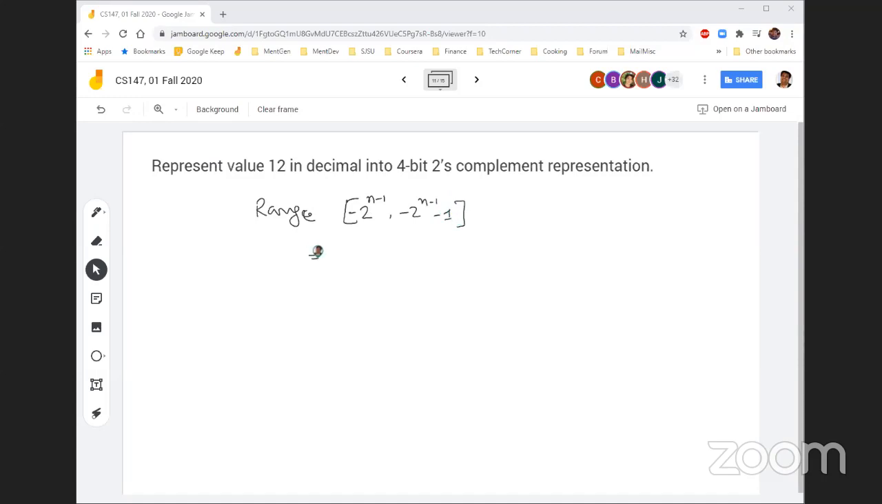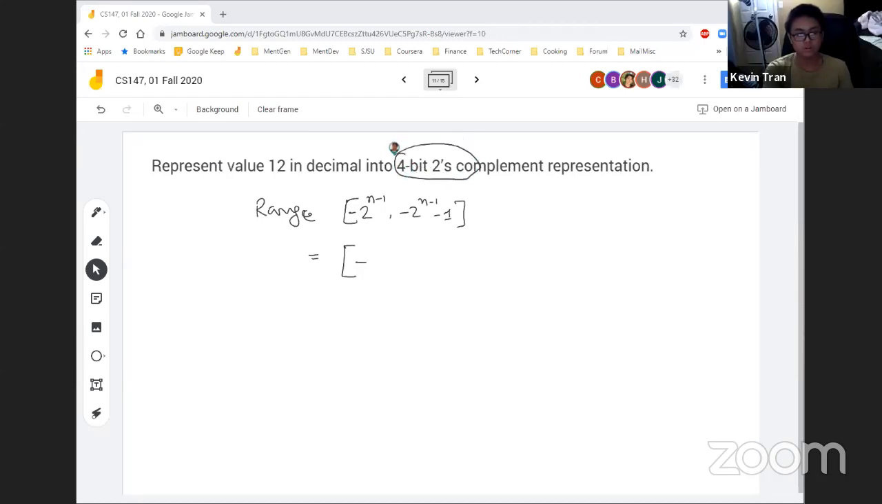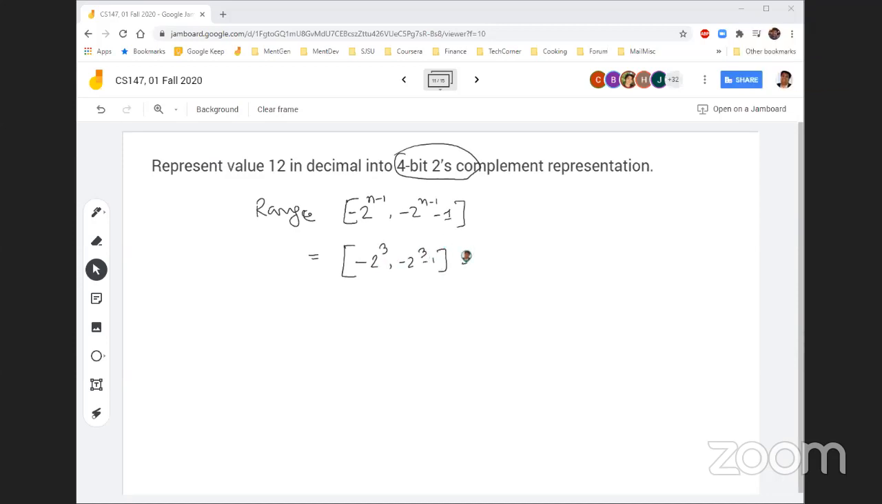So for this one, what is the range? 4-bit. So n is equal to 4, so n minus 1 equals 3, so it will be negative 8 to 7. Right, exactly. That means the conclusion is that we cannot represent this value 12 with this format, 4-bit 2's complement, because this range is -8 to 7. We can represent values only between -8 and 7.